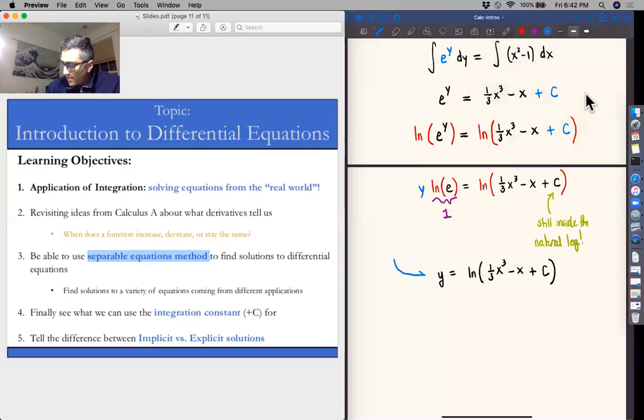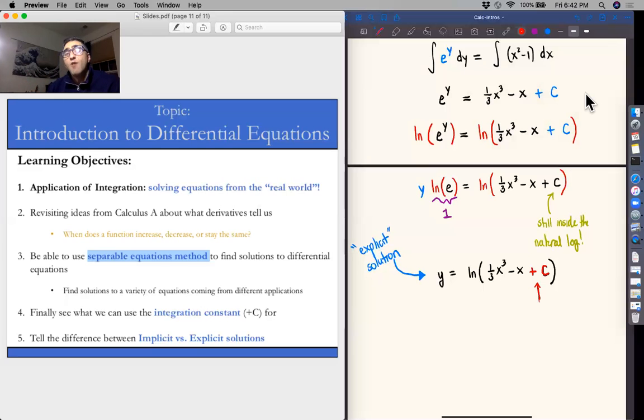And this is what we call an explicit solution to our differential equation. And it's called explicit because we explicitly have y on the left side equaling a function of x on the right-hand side. But the last thing we still have in this problem is this plus c term. And remember, this plus c is that integration constant that we've been lugging around for a while, that plus c we've been tacking onto all of the indefinite integrals we've been doing.